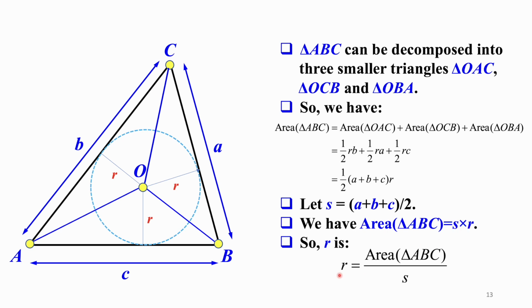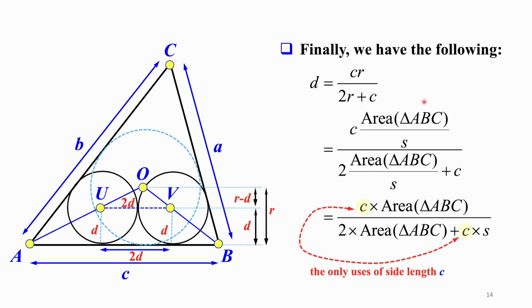Therefore, the radius of the incircle is the area of ABC divided by S. In this way, we are able to calculate the incircle radius by the use of three sides A, B, and C. So we plug the incircle radius value into the results for D we obtained earlier. We have this.